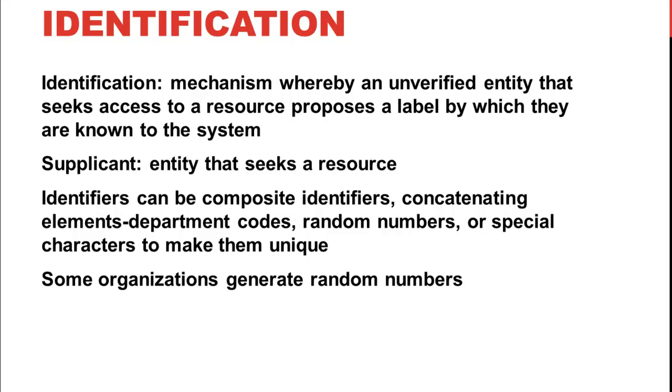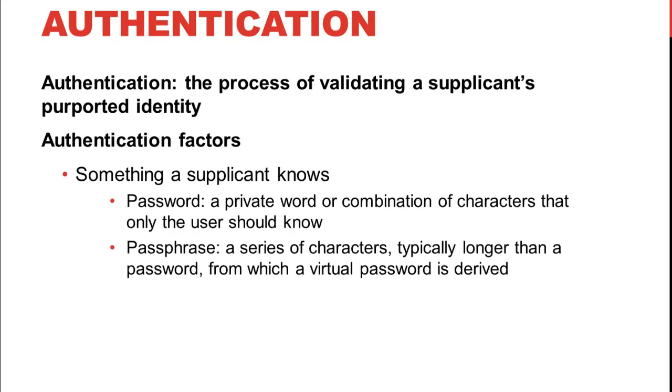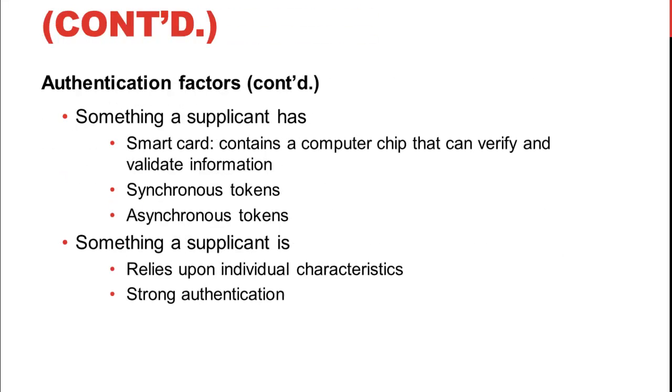They can be department codes, random numbers, special characters that make them unique, and some organizations generate these as random numbers as well. Authentication is the process of validating a supplicant's purported identity using a password or a passphrase, biometric control, smart cards. There's a bunch of different ways of going about doing that. Some of the factors, again, I mentioned smart cards, synchronous tokens, asynchronous tokens, something that you may have, a characteristic, retinas, fingerprints, and so forth and so on.